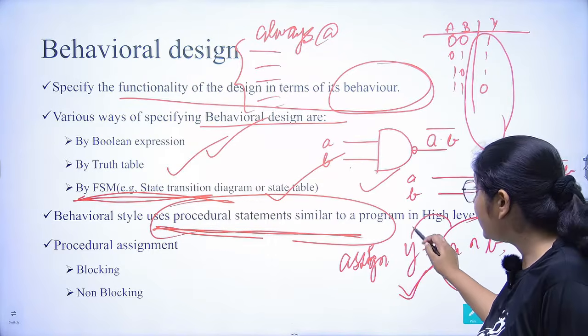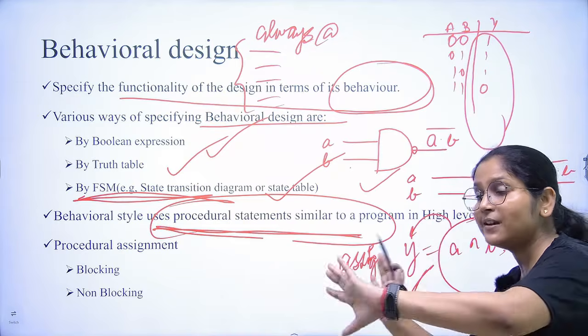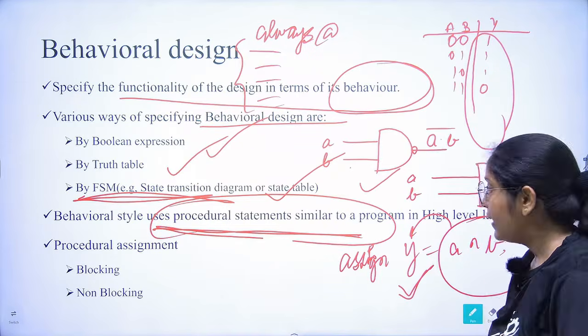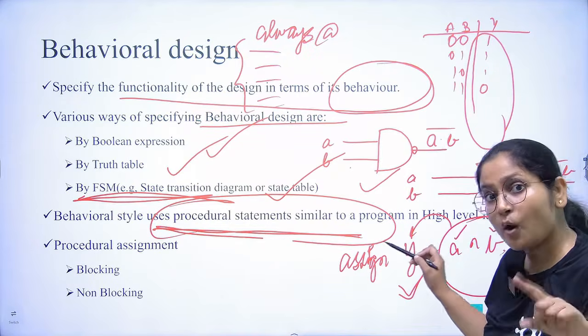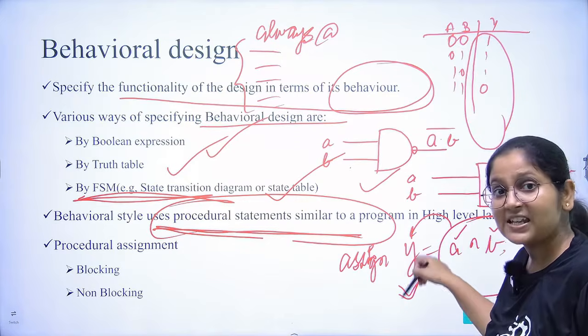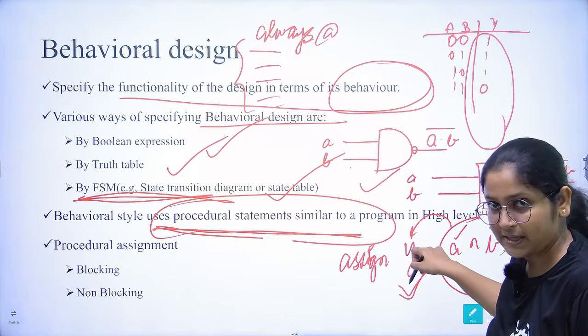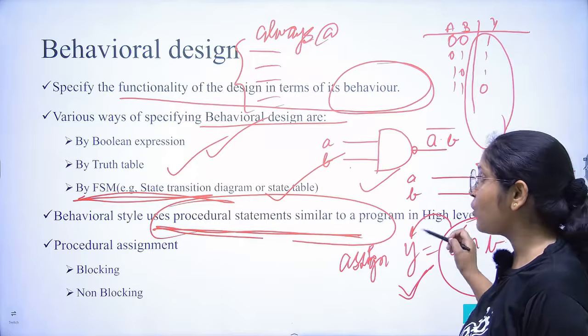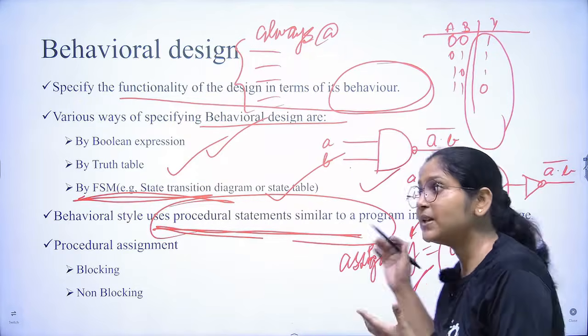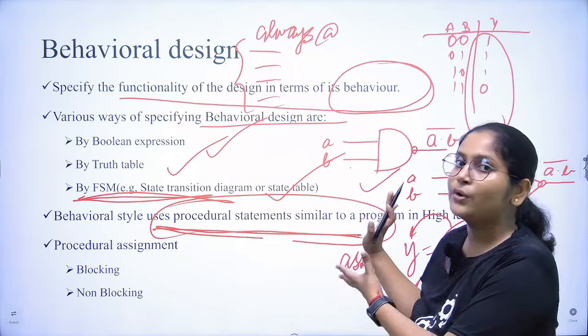This is continuously driven, meaning the value is getting continuously stored in y. Whenever there is a change in A or B, the value gets changed and gets automatically stored in y. Okay, so this is all about assignments, meaning we are assigning some value to the output.